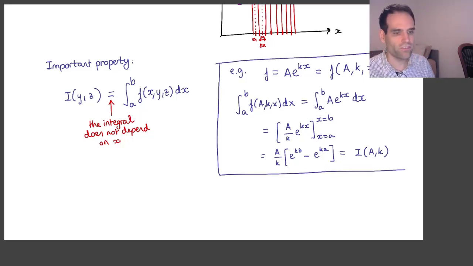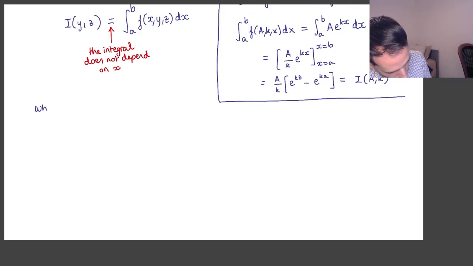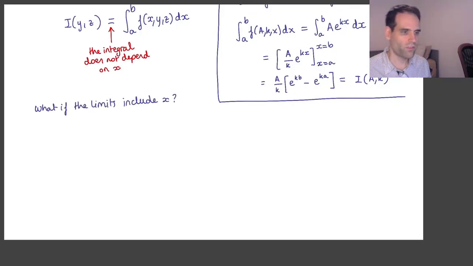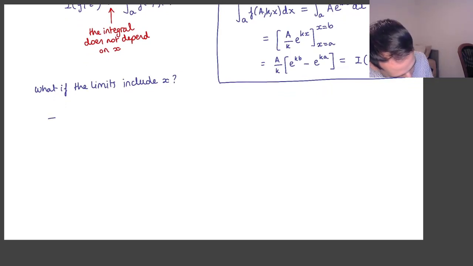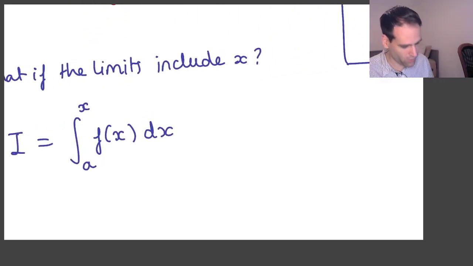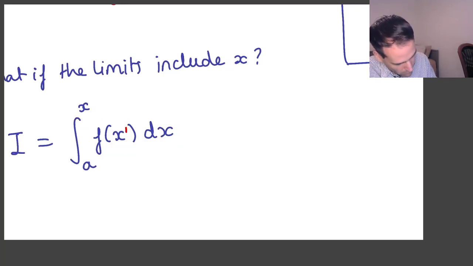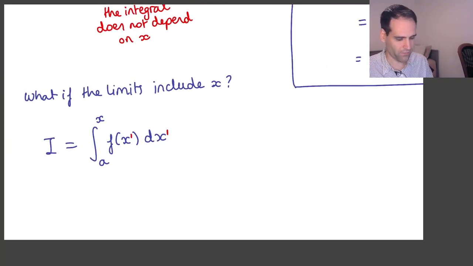Now there is a kind of exception to this rule, and that's when the limits include x. What if you try to evaluate an integral which is a function of f of x dx, but now the limits are from a to x? What happens now is that we can get confused. Although this notation is used very often, it's actually a bit confusing because this x is not the same as this x. If we want to be strict, I would call this x prime. So we are integrating f of x prime dx prime between a and x.